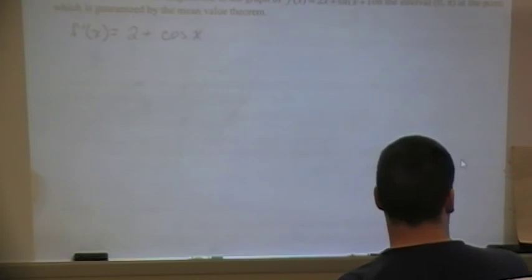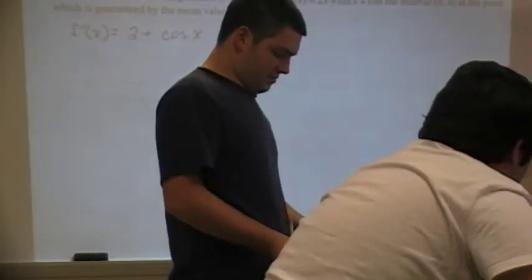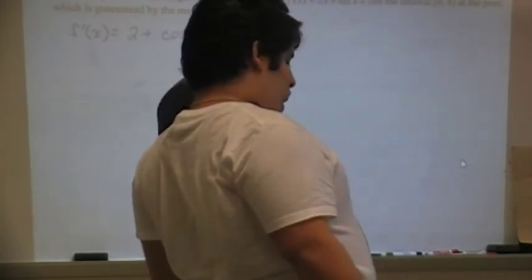And then I would find my two ordered pairs. You need your two ordered pairs in order to find the average. I like to pick 0 and pi.